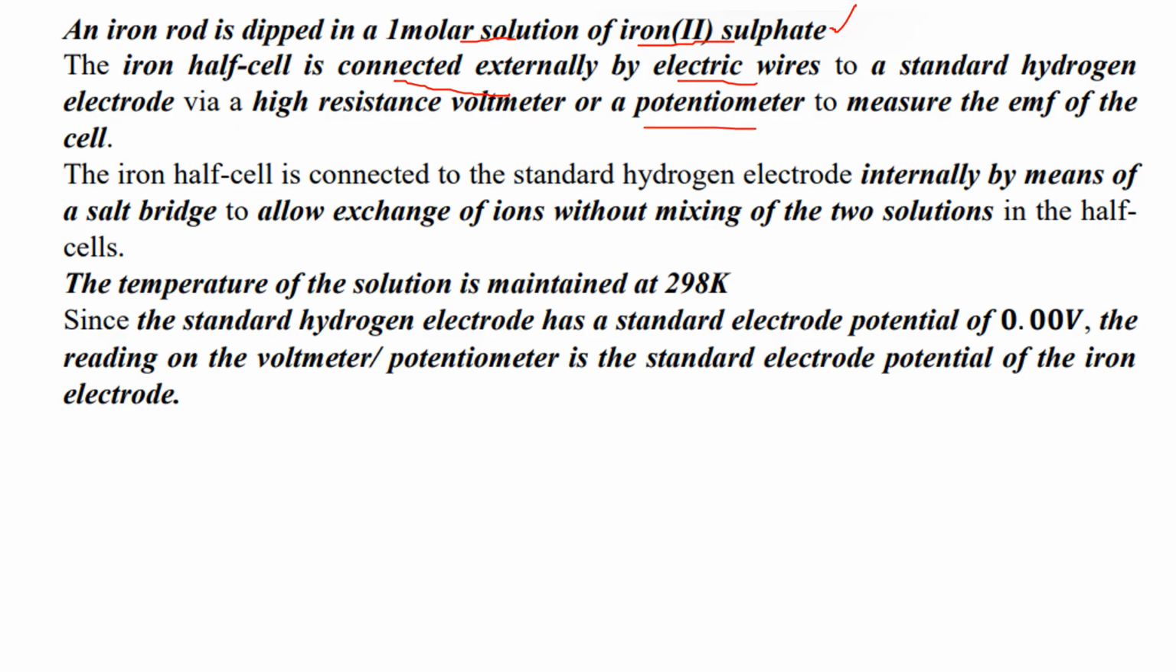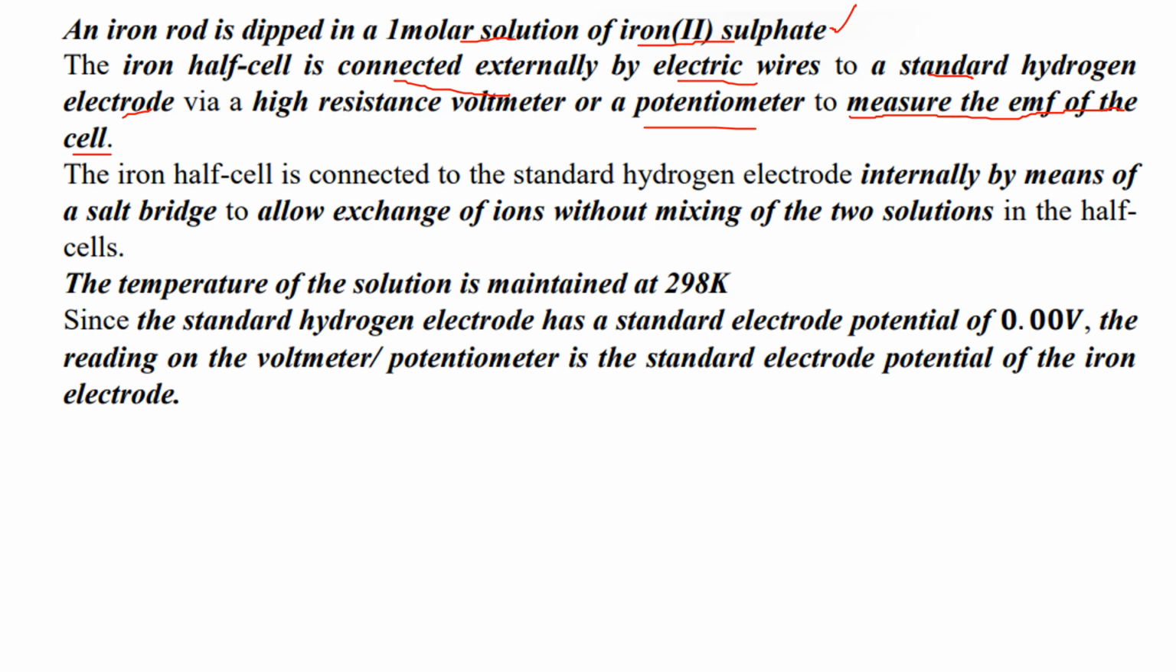So with that, we say that the iron half cell is then connected externally by electric wires via a potentiometer to a standard hydrogen electrode, just like the way you saw in the setup. You make sure that you use your own words according to the setup. And this potentiometer serves the function of measuring the EMF of our iron standard electrode cell.